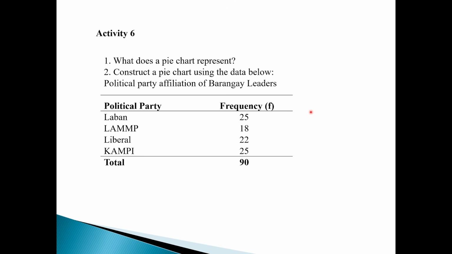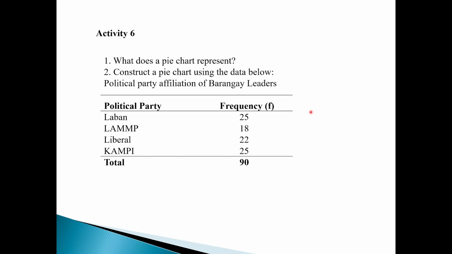So first thing to do, you should compute the percentages for each one. So you have 25 divided by 90, so that should be equal to 27.7%. Multiply that to 360 degrees. How many degrees? That should be equal to 100 degrees. So again, 100 degrees for your Laban.